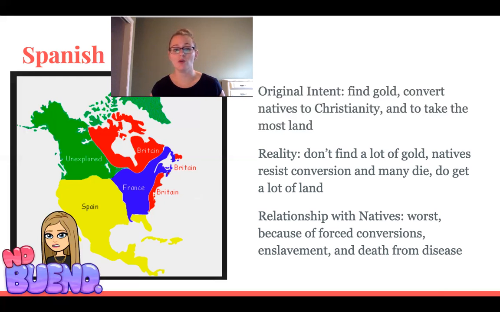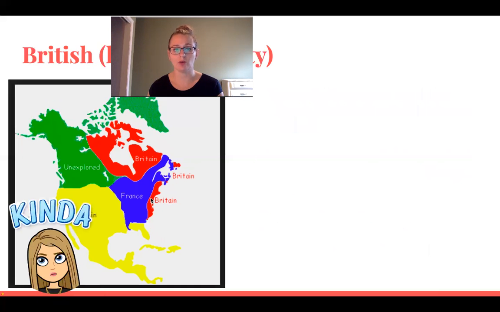And then they also would purposefully kill a lot of Native Americans with disease, knowing that they didn't have the immune systems to fight off certain diseases. And they would literally get lots of them sick on purpose. So treatment by the Spanish with the Native Americans was by far the worst.